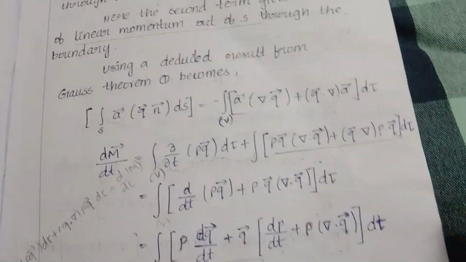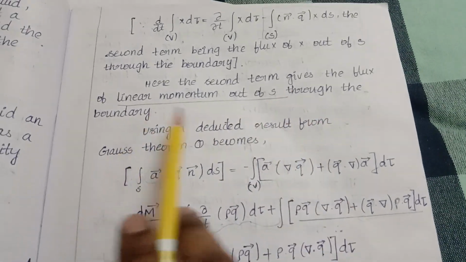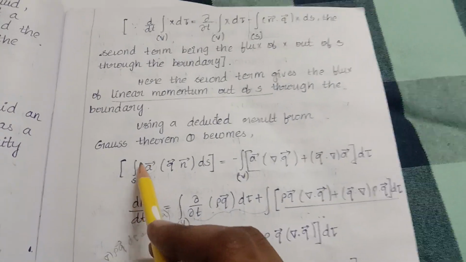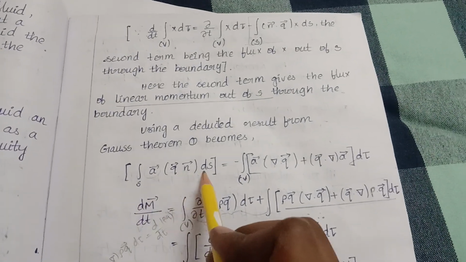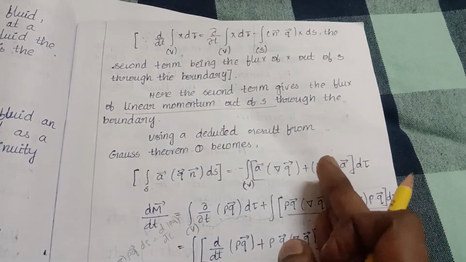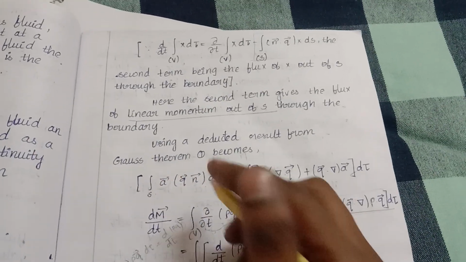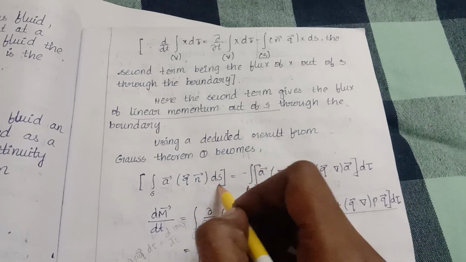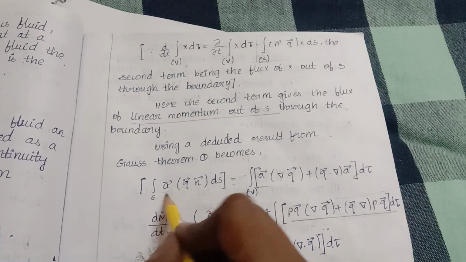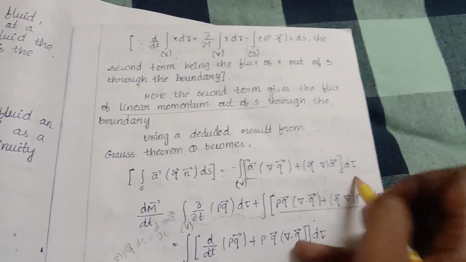The second term gives the flux of the linear momentum through the surface boundary, and we change this form into another notation. The integral of A vector q dot n ds can be changed from a surface integral into a volume integral. So by using the Gauss theorem, we change this term: the integral of A vector q dot n vector ds can be written as the integral of the quantity A vector del dot q vector plus q dot del A vector d tau.